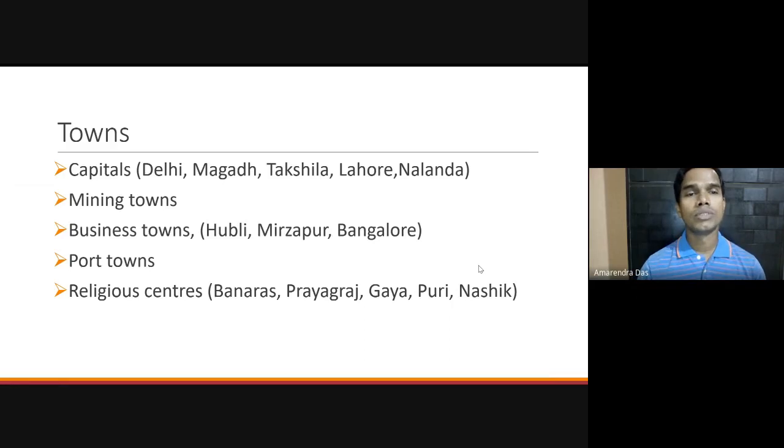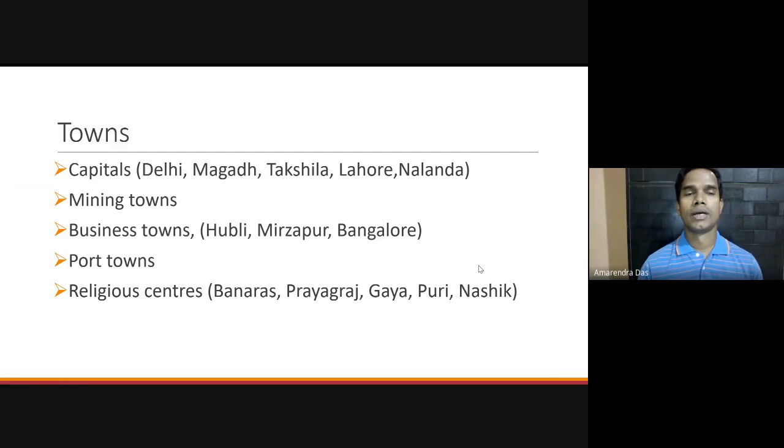Now coming to the towns. Towns could be of different types. It could be the capital city of a kingdom, or a mining town, or a business town, or a port town, or a religious center. It's not that there were no towns. In fact, in the Harappan civilization we know that there was proper town planning. So India, from the very beginning, had different towns.